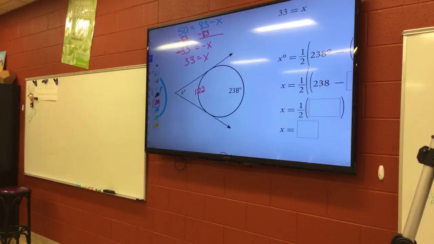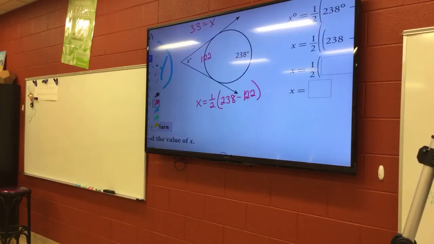Okay, so x equals 1/2. Where'd you get the 120? 238 minus 122, and then you just do x equals 1/2 of 116. Is that right? Yeah. And so x equals 58. Okay?